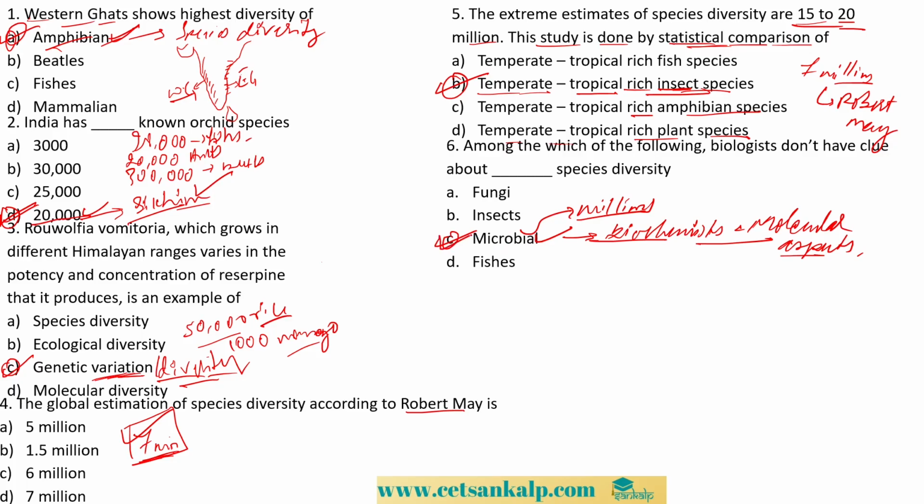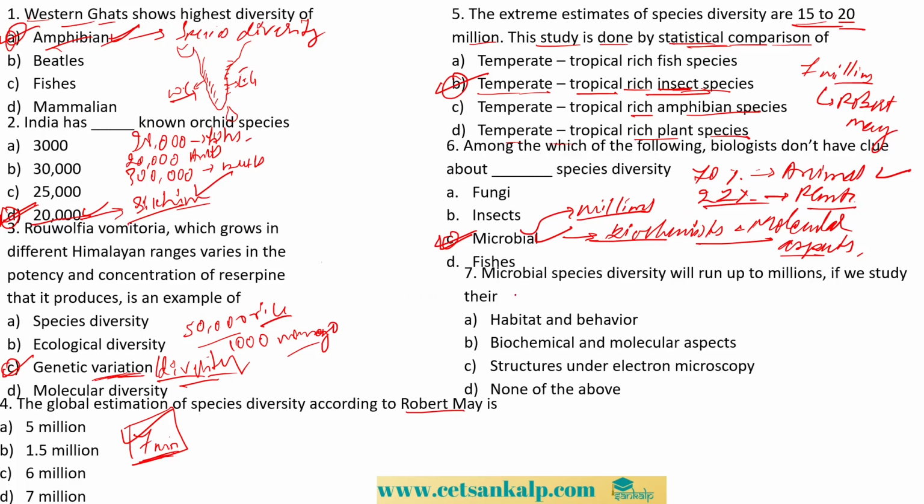So the right answer here is C. But we know that around 70% of the diversity is mainly animals, and around 22% of them are plants. We know about this, right? But we don't have any kind of a clue about the microbial diversity. The right answer here is this C.